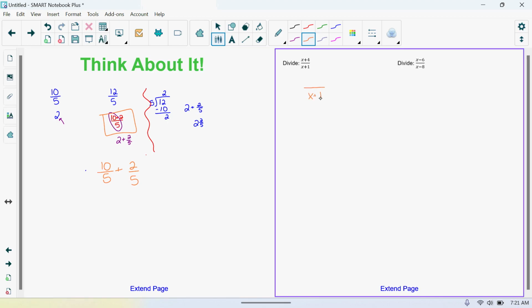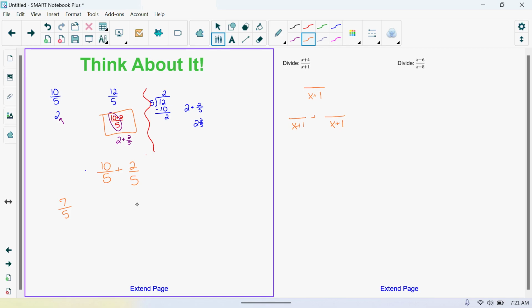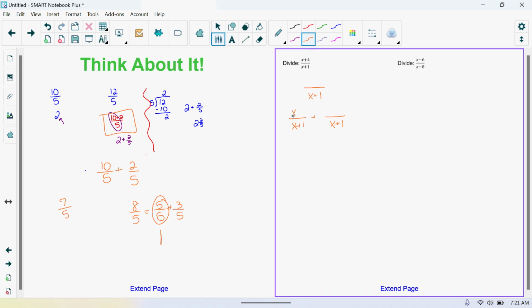My goal is going to be to break this into two fractions with the common denominator of x plus 1. And I want to be able to reduce. In this case, it was 2. But what if I just had 7 over 5 or 8 over 5? I can write 8 over 5 as 5 over 5 plus 3 over 5. And then this reduces down to 1 because anything divided by itself is 1. So my goal is going to be to make this part the same so that this piece reduces to a 1, because this is what my answer looks like.